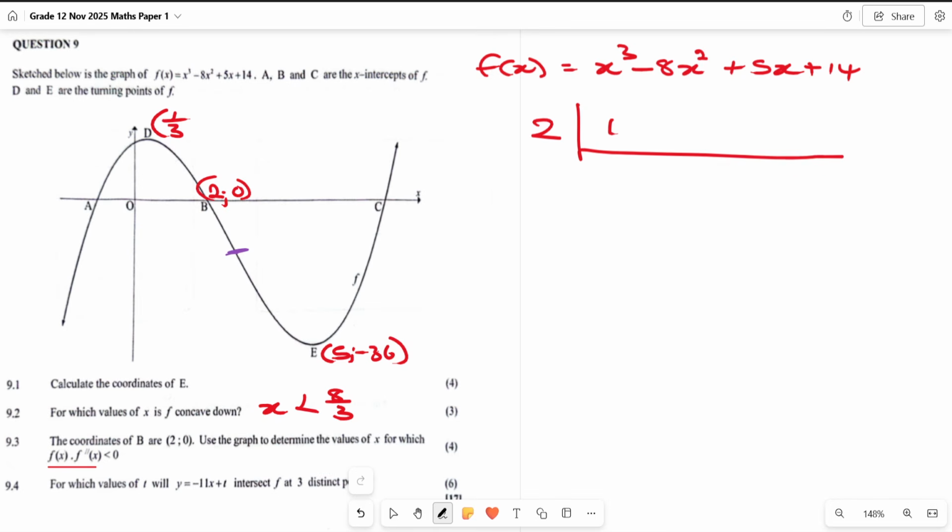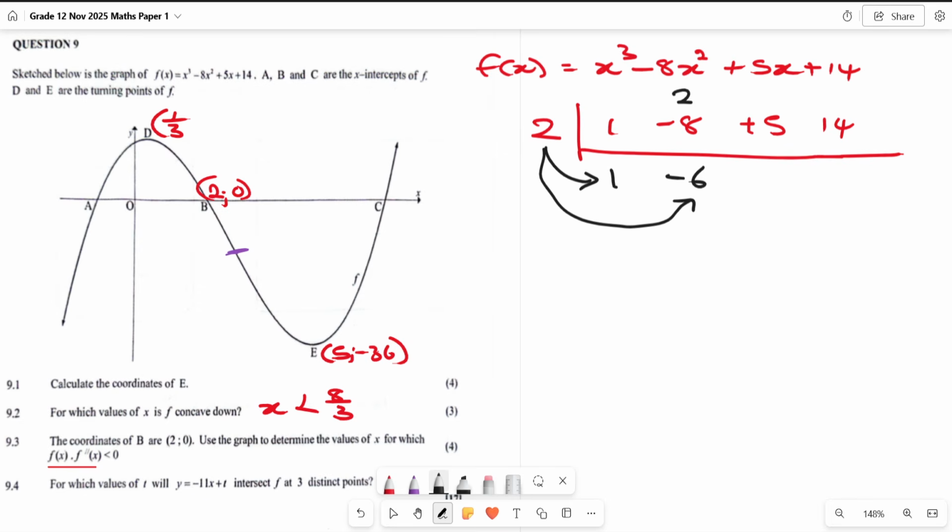Now we're going to take 1, minus 8, 5, and 14. What we're going to do here is very easy. We take 1 and put it over there. Now we'll say 2 times 1 is 2. Then 2 plus minus 8 is minus 6. And then 2 times minus 6 gives us minus 12. If we add minus 12 plus 5, we get minus 7. And minus 7 times 2 gives minus 14. If we add these two, we get 0.